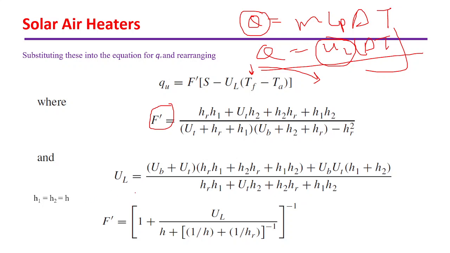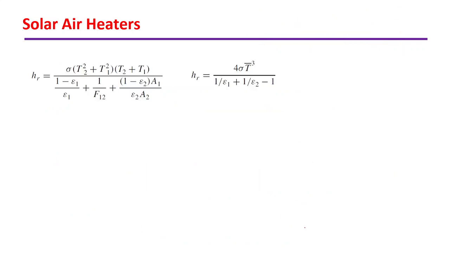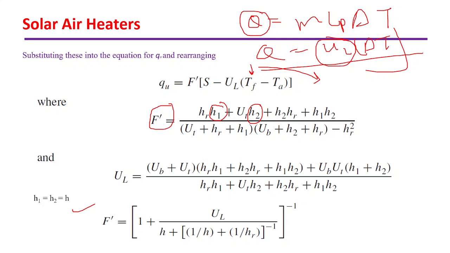And simply then, if H1 and H2, these two heat transfer coefficients, are equal, then we can consider this as H, and the equation for F dash simplifies as [1 plus UL upon H plus 1 upon H into 1 minus HR] raised to minus 1. So now we know the values for H1 or H2 will be given, or if not given, it may be the same for both conditions, then we can consider it simply as H.